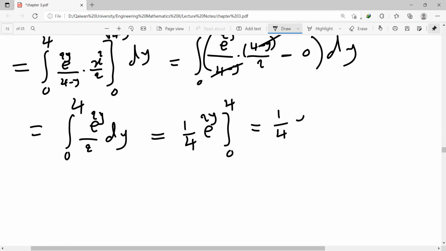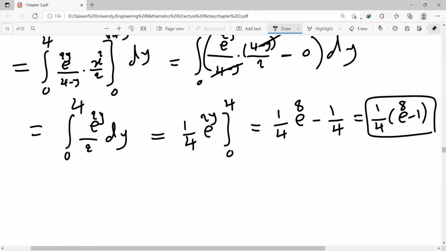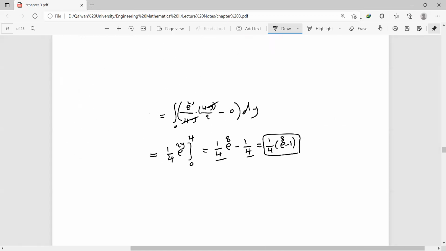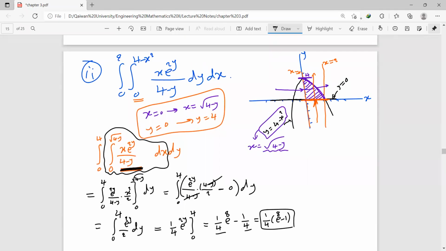1/4 e to the power 8 minus 1/4, because if you replace y by 0, you get 1/4. So it equals 1/4 times e to the power 8 minus 1. This is the result. So that's the result for that integration. We took 1/4 as the common. So this is the result for that integration.